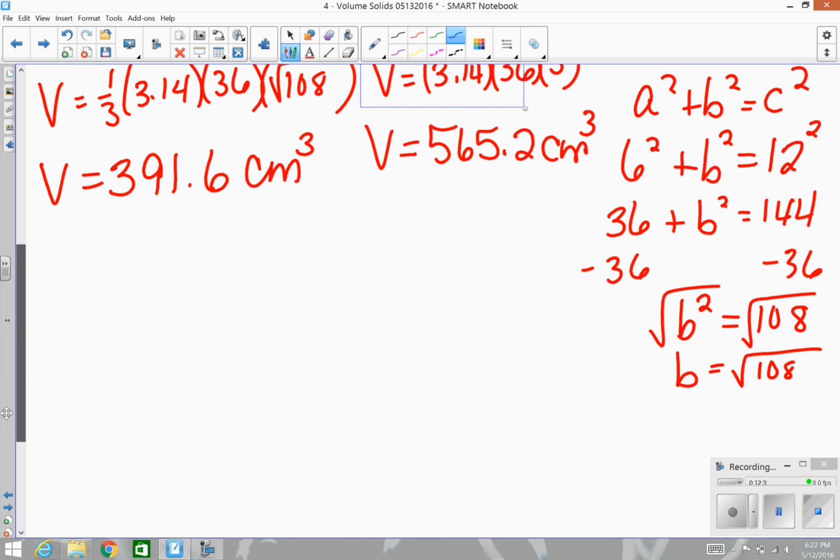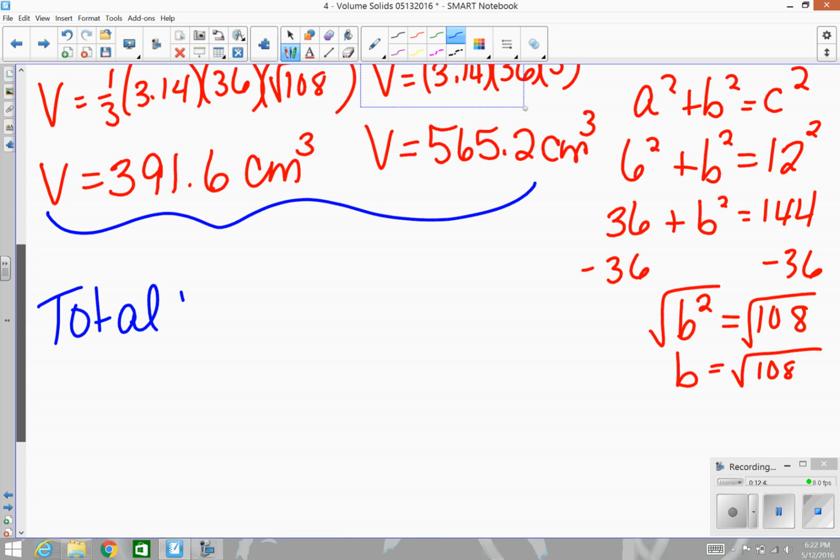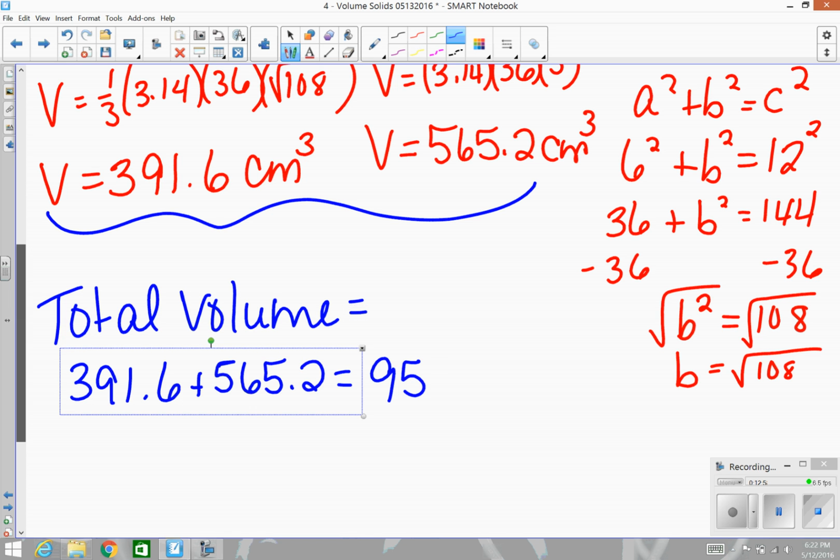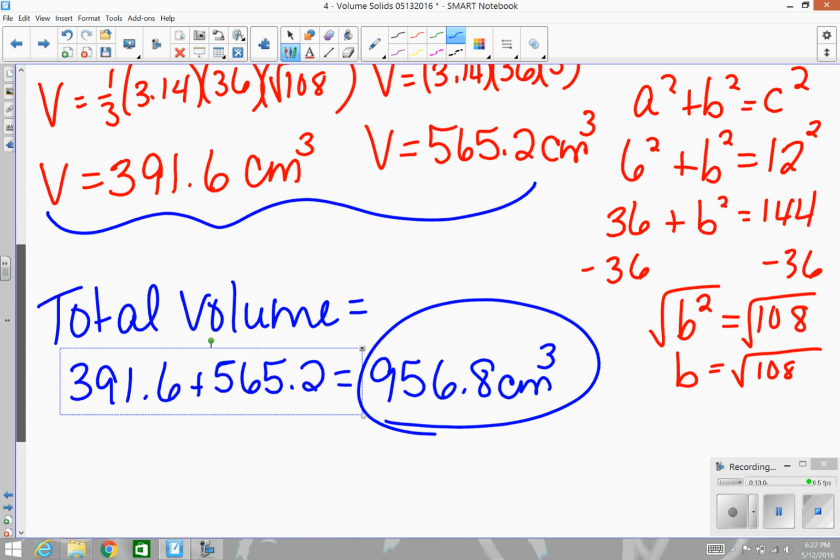In order to find the total volume, we need to add the two of those together. So total volume equals 391.6 plus 565.2, which equals 956.8 centimeters cubed. And now we have our final answer.